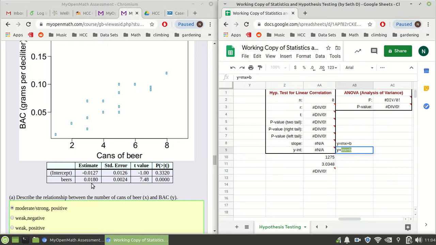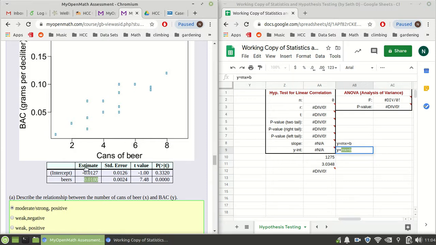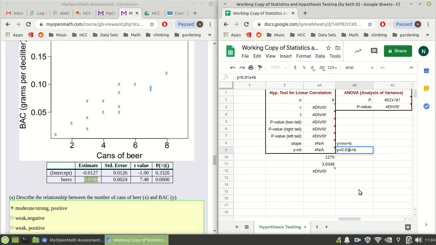Well, it tells us here, actually, right? This is our m value. At least this calls it the estimate for the m value. So let's go ahead and type this in. 0.0180. And then our intercept is also given to us. It is negative 0.0127. Right? So every time we have one more beer, this value will go up. Our blood alcohol content will go up by a little bit.